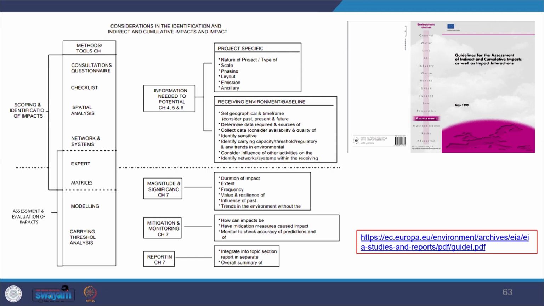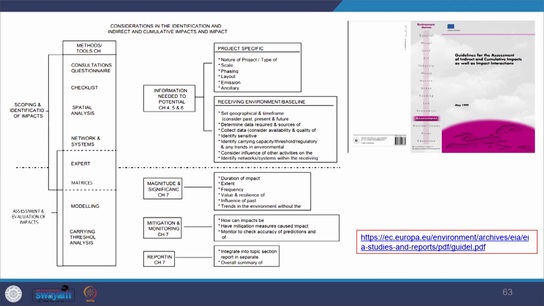So here you see in the scoping and identification of impacts, during the scoping you have to take inputs, you have to consult different stakeholders. So you have a consultation process in which you use tools like questionnaire, checklist, then you also undertake spatial analysis, and you can also have network and system analysis. You can also undertake expert and matrix analysis. So these methods and tools are available.